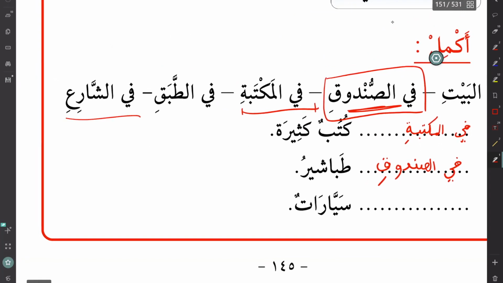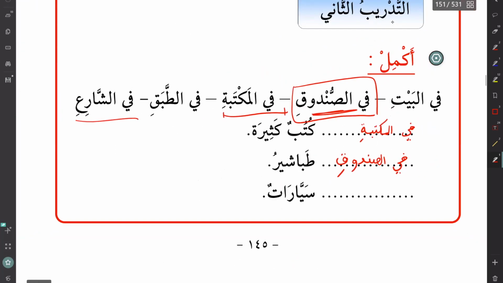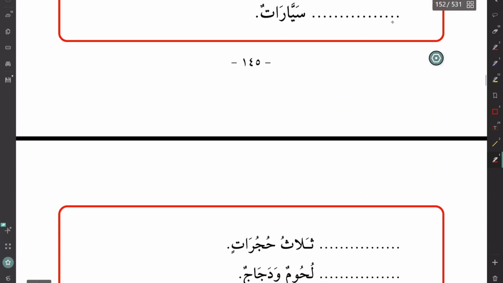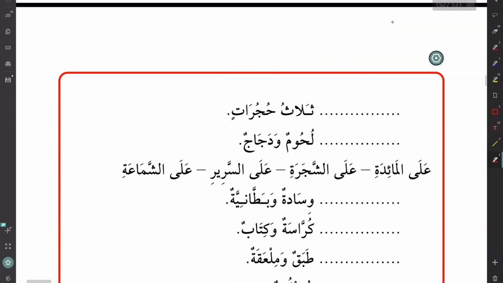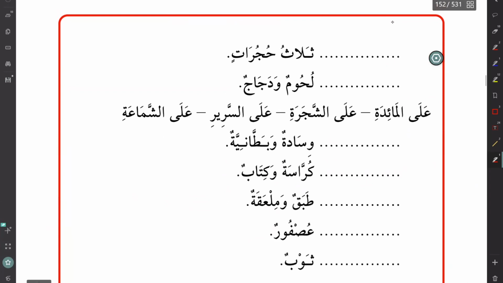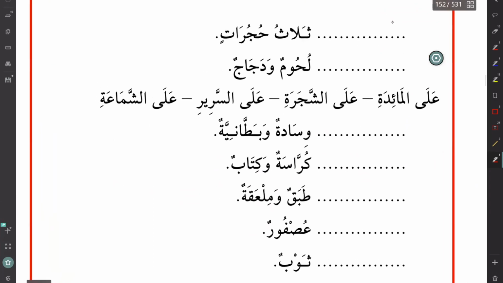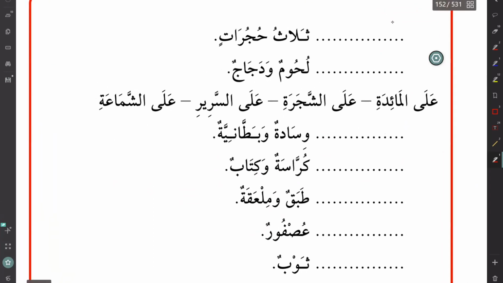You can use fi shari', right? In the street, there are cars. Now, okay, looks like we have a lot more here. Let's do a few more. Okay, so it says wisadatun wa battaniyatun. What is wisada? It is pillow.